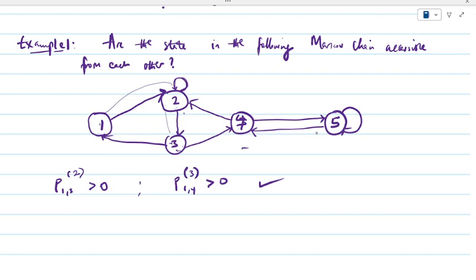Also from 1 to 5, you move from state 1 to state 2, state 2 to 3, state 3 to state 4, and state 4 to state 5. So it is possible to move from state 1 to state 5. It's also possible to move from state 5 to state 1: from 5 you move to 4, from 4 to 2, from 2 to 3, from 3 to 1. So for this Markov chain, we can agree that the states are accessible from each other, and we can say that the Markov chain communicates. Alright, so let's take some theorems under this communication.